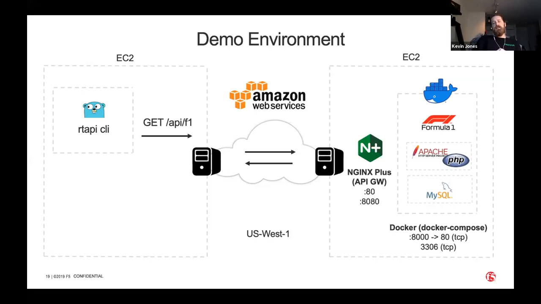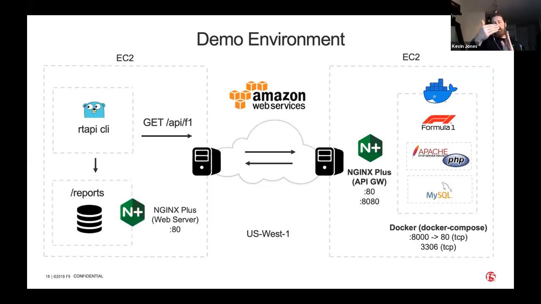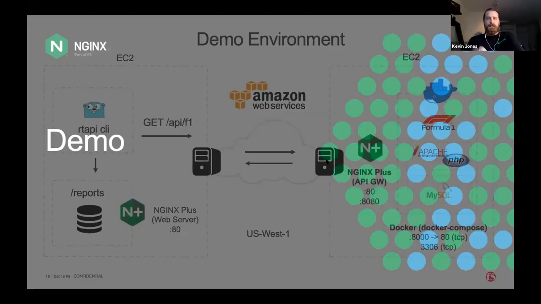Again, as I mentioned before, this real-time API spins up reports. I'm going to publish those into a directory that's also running on Nginx so that we can look at them. Both these instances are running in AWS. They are separate instances, so there is some level of API communication that we can simulate from one API to another. That being said, let's go ahead and do that demo.